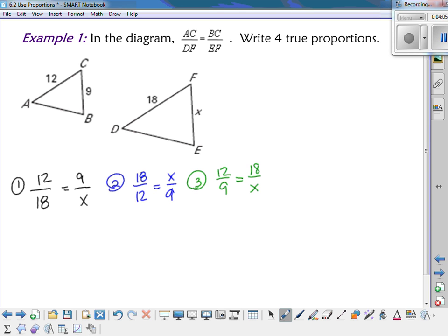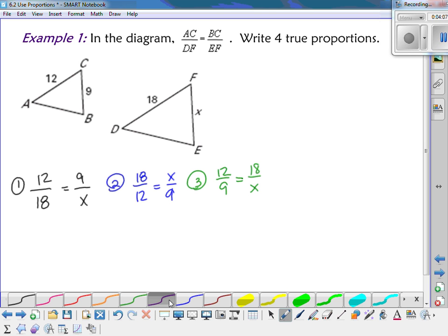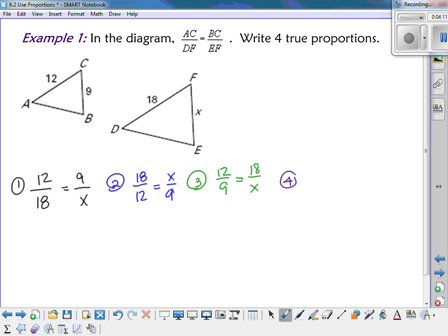And finally, the last one is if I add the denominator. So I've got 12 plus 18 over 18, and that will equal 9 plus X over X. If I simplified that first one, it would be 30 over 18 equals 9 plus X over X. Then we could use any one of these proportions to solve for X.